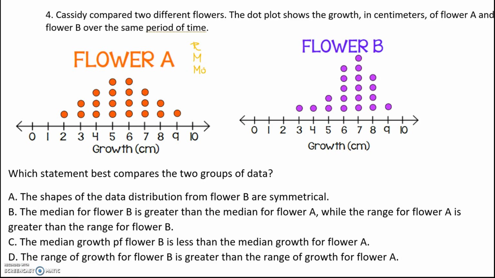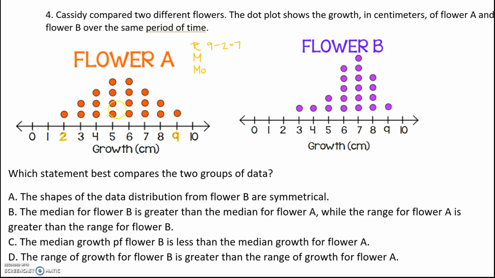So range, again, is our maximum. So the maximum number with a dot over it. So we are going from 9, okay? We are not paying attention to 10 because there's nothing over it. So 9 minus the smallest number with a dot, which is 2. So 9 minus 2 is 7.